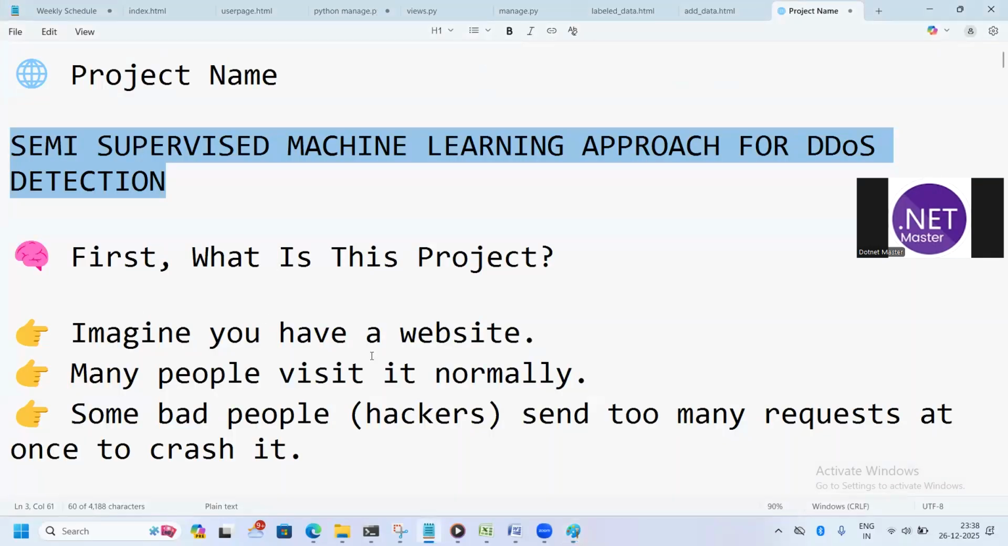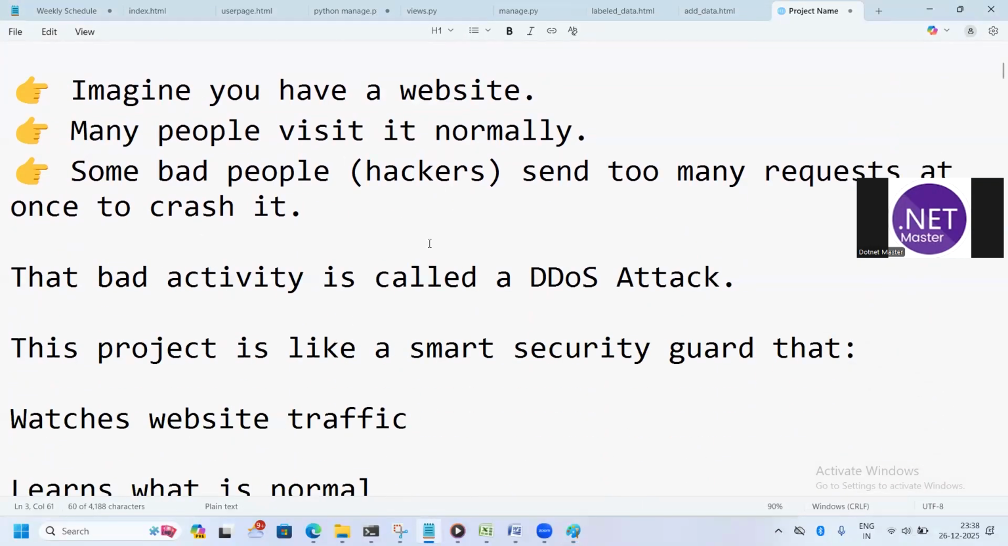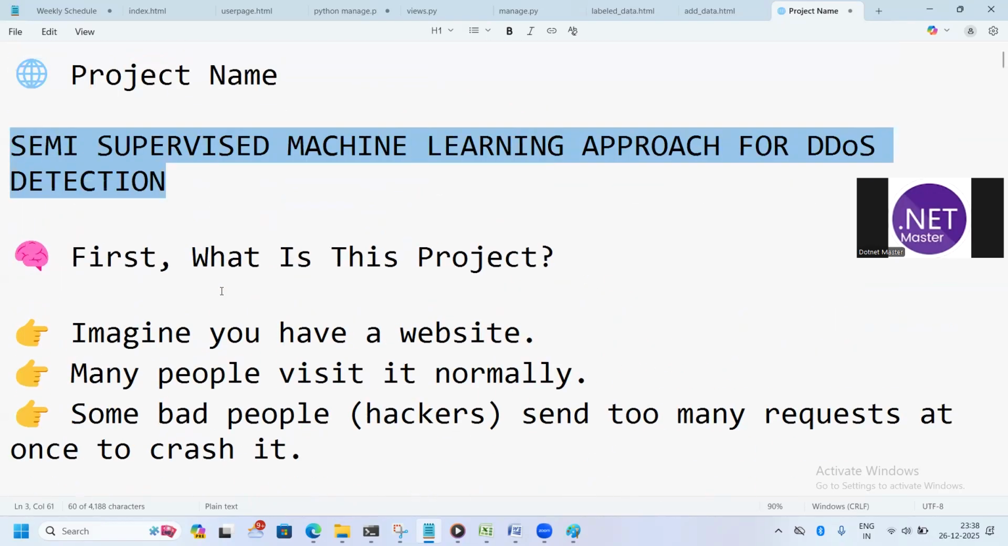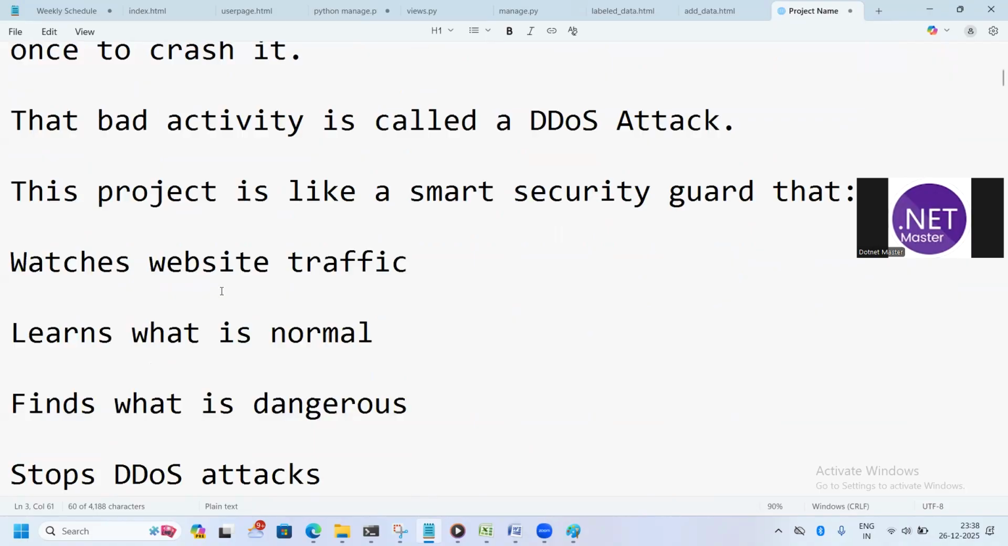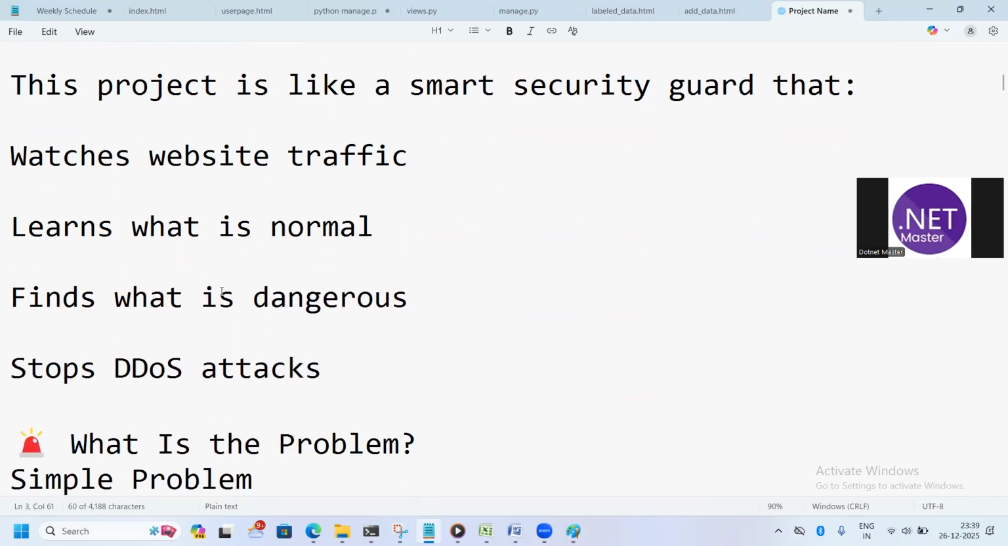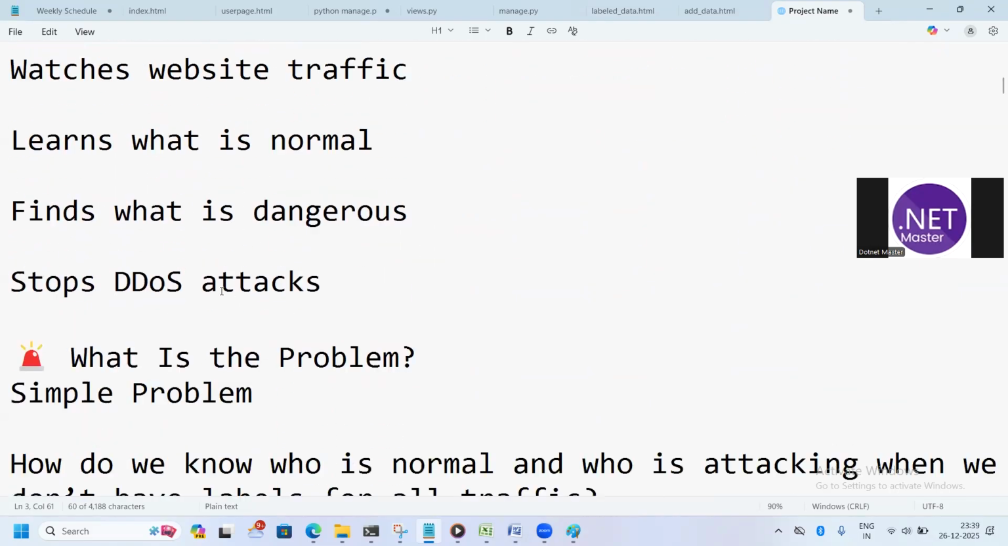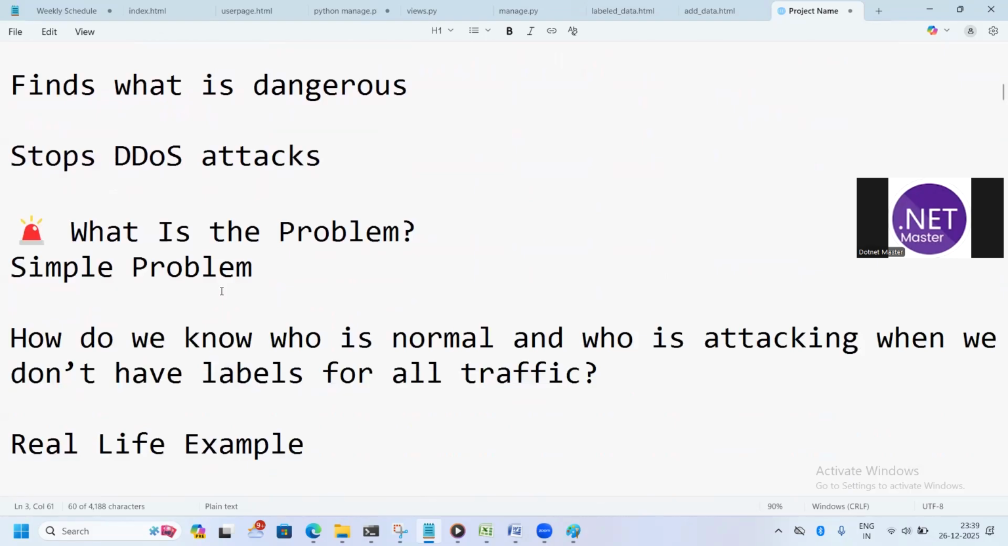So normal users, attackers, bad activities. DDoS attacks mean that some bad people carry out bad activities. This application is something like a smart security guard. It identifies who are good people and who are bad people. It watches the website traffic, learns what is normal, finds out what is dangerous, and stops the DDoS attack. This is what the application does.